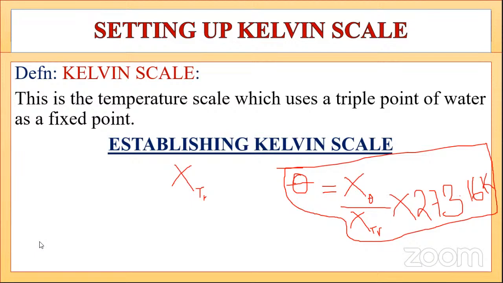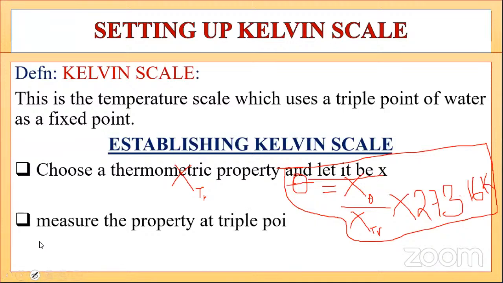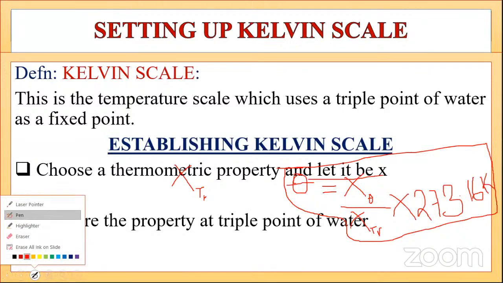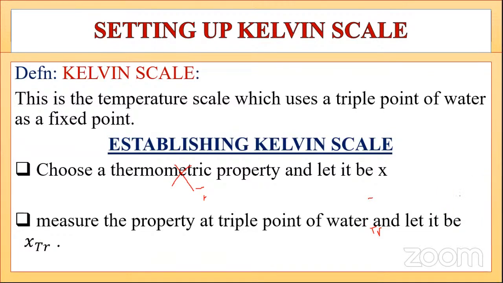Good. So let's see the procedures which I've already explained to you. One, we choose the thermometric property and let it be X. After choosing the thermometric property and you call it X, now we measure that X. Measure the property at triple point of water and let it be X TR.